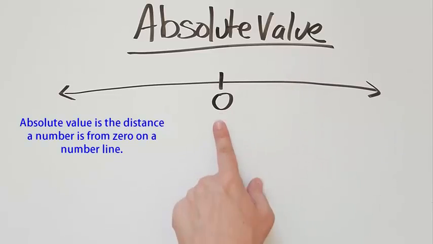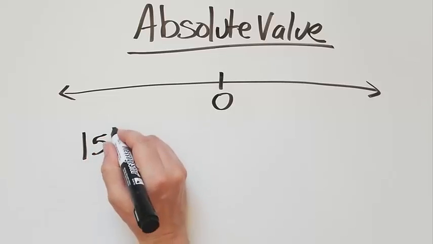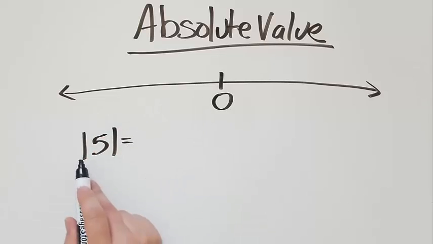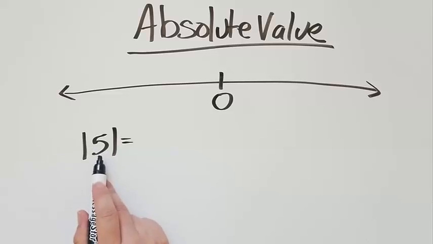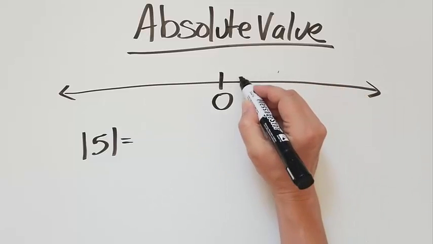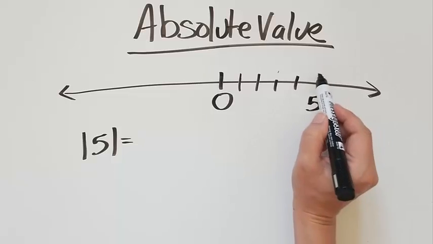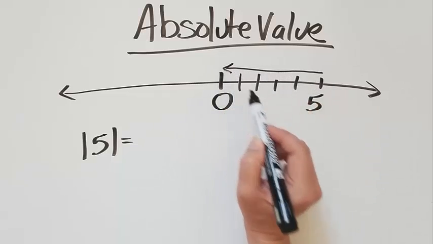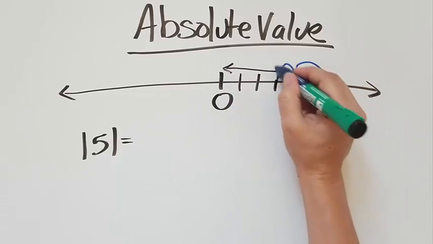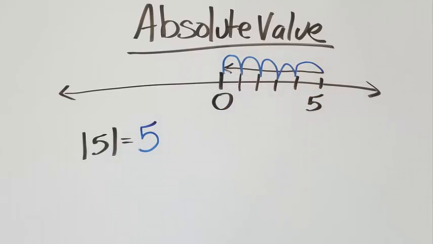Absolute value is how far a number is from 0. So our first is going to be the absolute value of 5. How far away is 5 from 0? That's what absolute value of 5 means. So here's my number line. 5 would have been 1, 2, 3, 4, 5. 5 would have been over here. How far away is 5 from 0? It was 1, 2, 3, 4, 5 things away from 0. So the absolute value of 5 is 5.